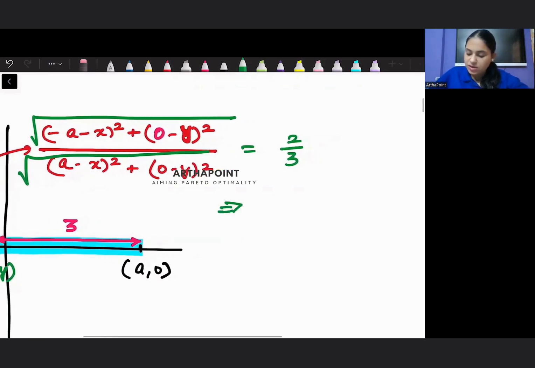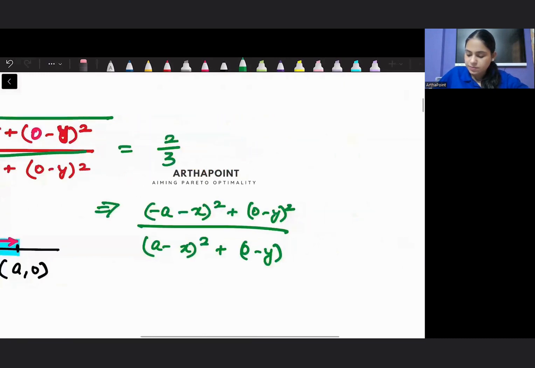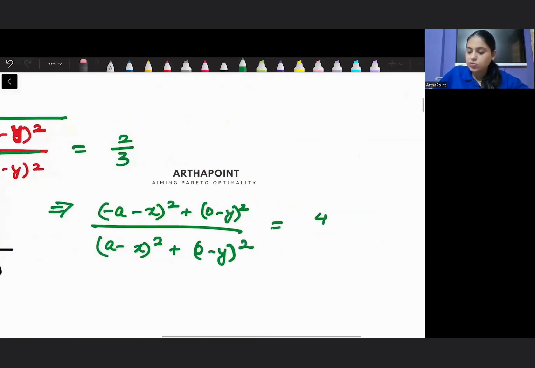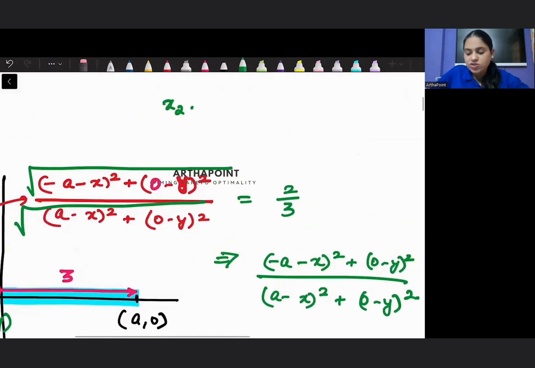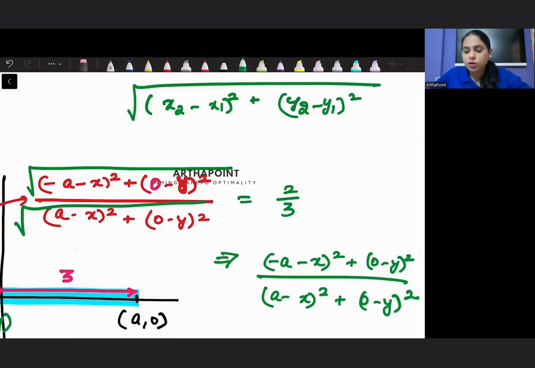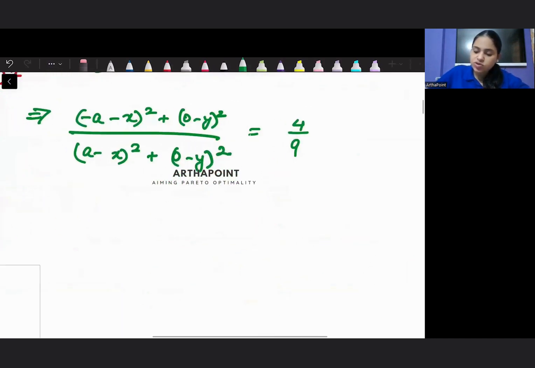So from here, I will get minus a minus x whole square plus 0 minus y whole square upon a minus x whole square plus 0 minus y whole square is equal to, squaring both sides, 4 by 9. Distance का formula याद रख लो, x2 minus x1 whole square plus y2 minus y1 whole square under root. ये distance का formula. I'm just using that formula here. Right. Achha, now what you can do is just open this up.